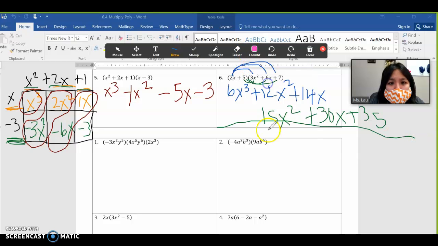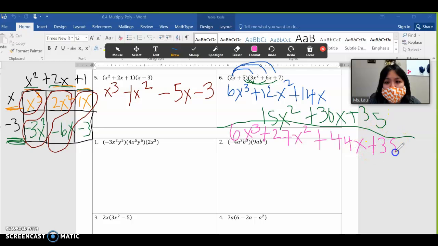Combine our like terms. So that's 6x to the third. Remember, when we're adding our like terms, my exponent does not change. 12 plus 15 is 27x squared. 14 plus 30 is 44x. And then we just have a 35 at the end. Okay, and that's it.